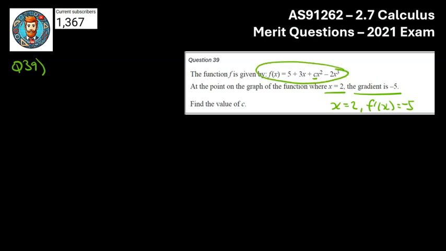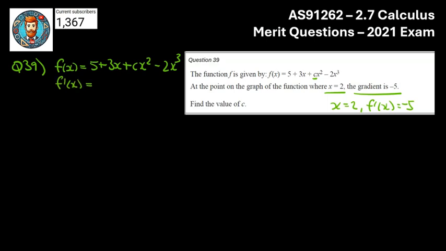We've got information on the gradient function, so we're going to differentiate this to get to the gradient function. We're then going to substitute in this, and then that should let us get c as the answer. So let's get into that. Let's start by jotting down the original function. f(x) is going to be equal to 5 plus 3x plus cx squared minus 2x cubed. As I said, I'm differentiating this to get f dash x. So 5 is going to differentiate to 0, so we can ignore that. 3x is going to differentiate to 3. cx squared is going to differentiate to 2cx. And then finally, negative 2x cubed is going to differentiate to negative 6x squared.